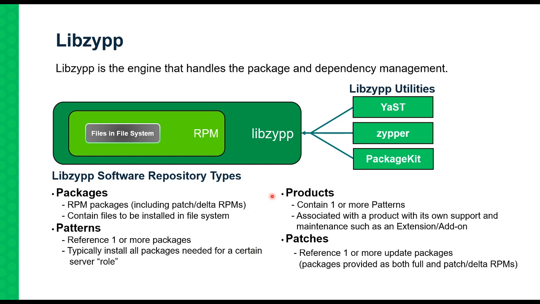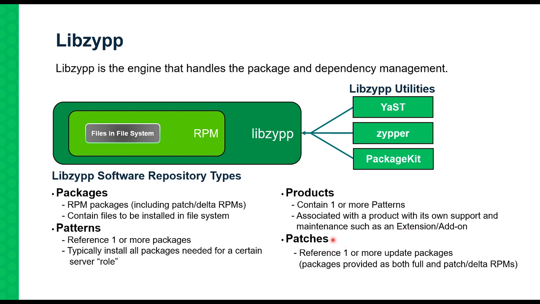Then we've got a product. A product contains one or more patterns. An example of a product would be SLES for SAP or our High Availability Extension for SLES. Those are all examples of a full product. Usually a product is associated with its own support and maintenance, such as extensions and add-ons.